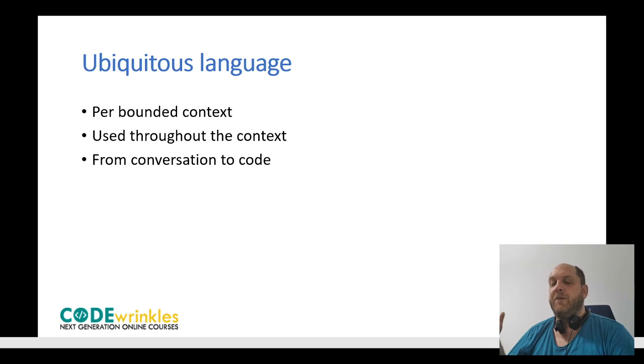And the very important thing that we need to keep track of and be very attentive to is the path from the conversation to code. So what we hear in the conversation, the concepts, the behavior, the words that the domain experts use during that conversation, the exact same words should be transposed into the code that we write. And I also want to clarify one thing.